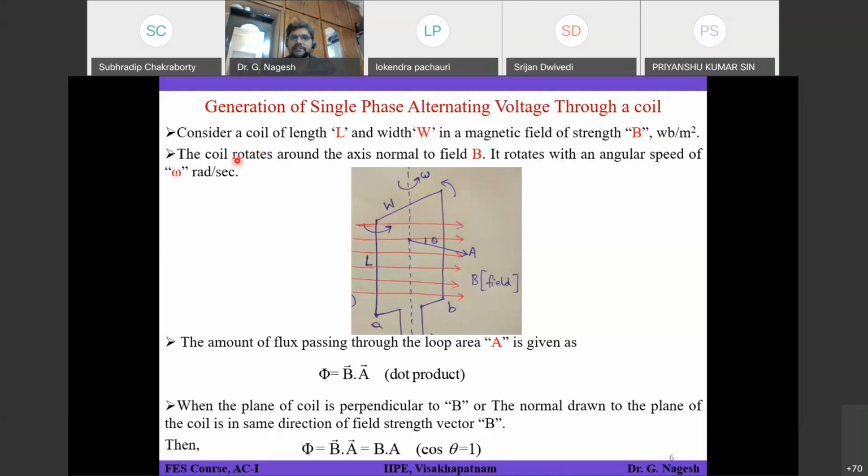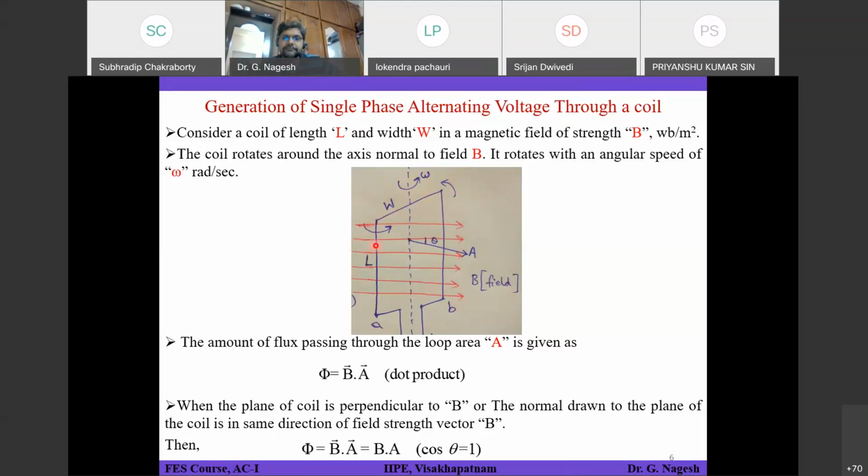So I have considered a coil of this dimension, and I am placing that coil perpendicular to the flux direction. Let's say I am placing it at the center of this flux density vector, perpendicularly. And I am trying to rotate this coil in anti-clockwise direction. If you see here, these arrow marks show that it is rotating in anti-clockwise direction.